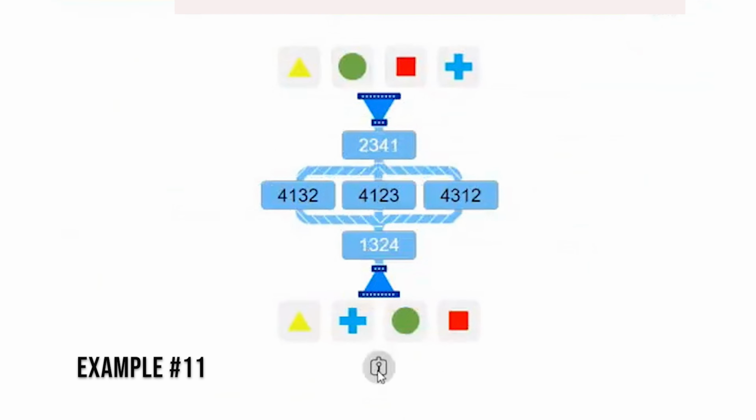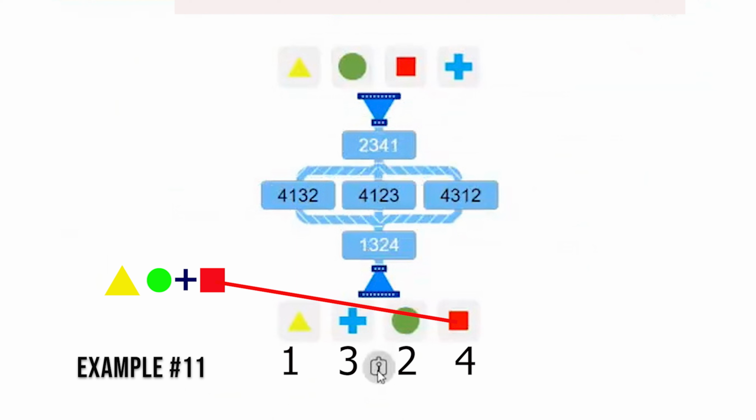Similarly, start from the bottom and the top together. Assign numbers based on the answer branch, which is the last branch, to the symbols. Triangle gets 1, plus gets 3, circle gets 2, square gets 4. Rearrange them in the numeric order. Triangle, circle, plus, square. Do the same from the top.